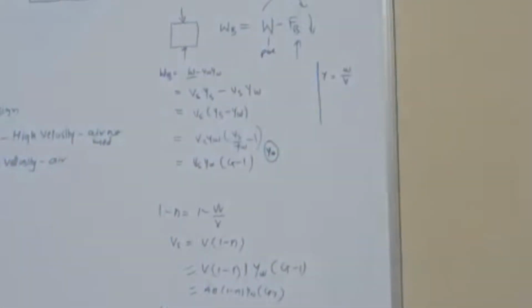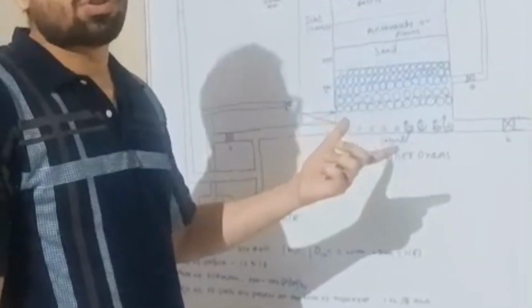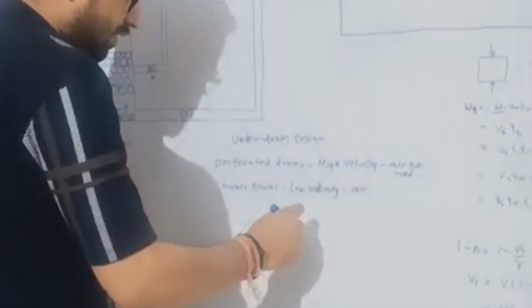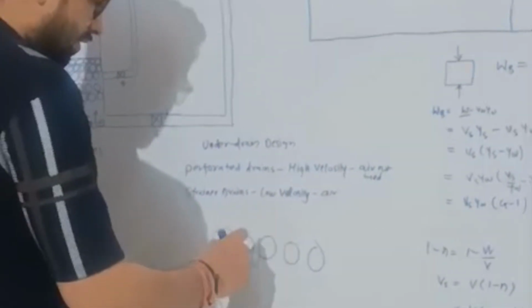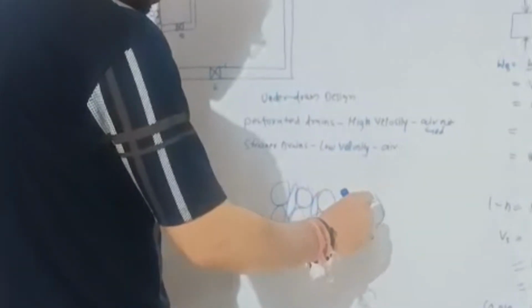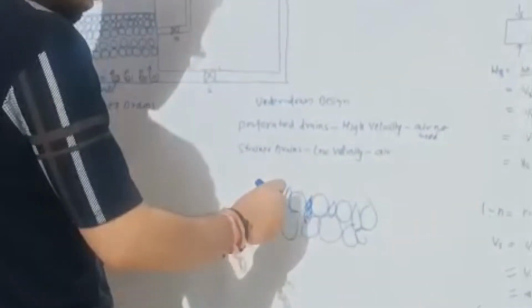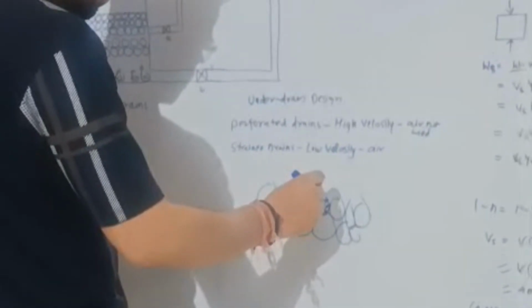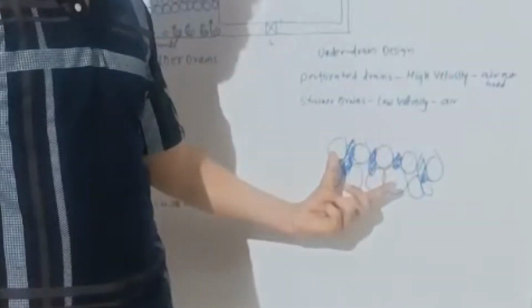Now the porosity. Sometimes porosity gets reduced because some kinds of impurities are present. These are the arrangement of the voids over the filter media, and impurities get accumulated here. These impurities reduce the porosity. So porosity reduces because of these entrapped impurities.